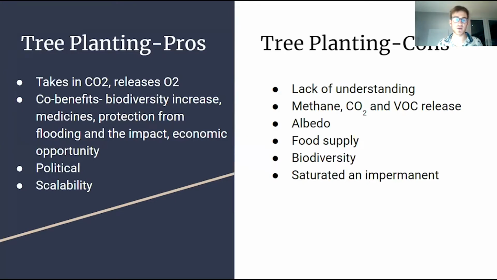And finally, they're also impermanent. Trees burn, as we've sadly seen a lot around the world recently. That releases all that CO2 that they've taken up, or at least most of it, back into the atmosphere, meaning we might think we're okay with having removed a lot of CO2, but actually they're impermanent.